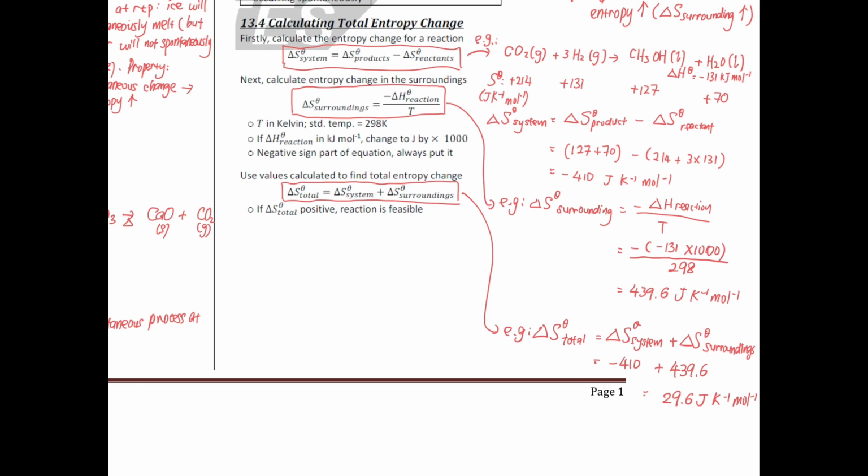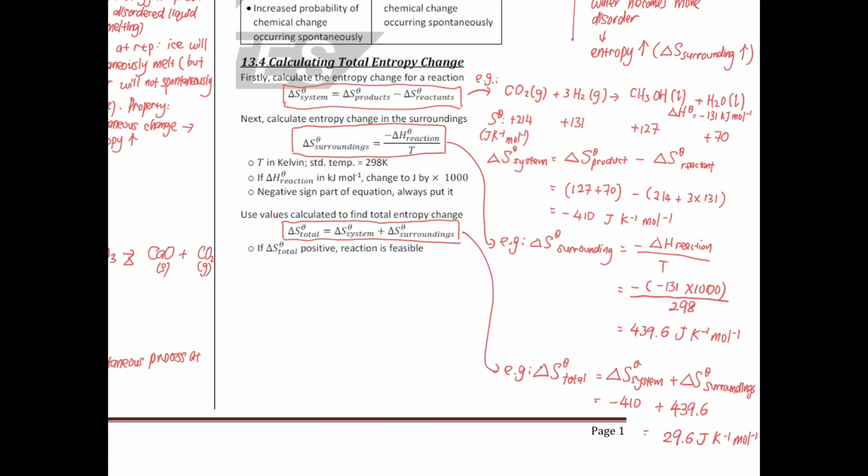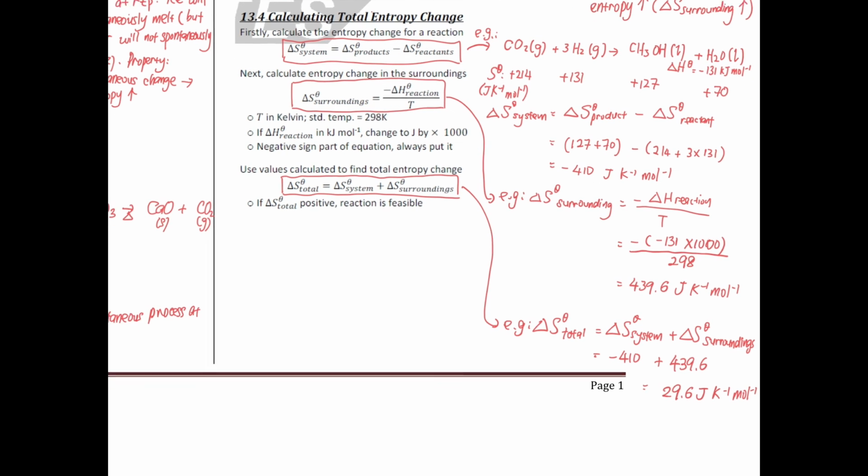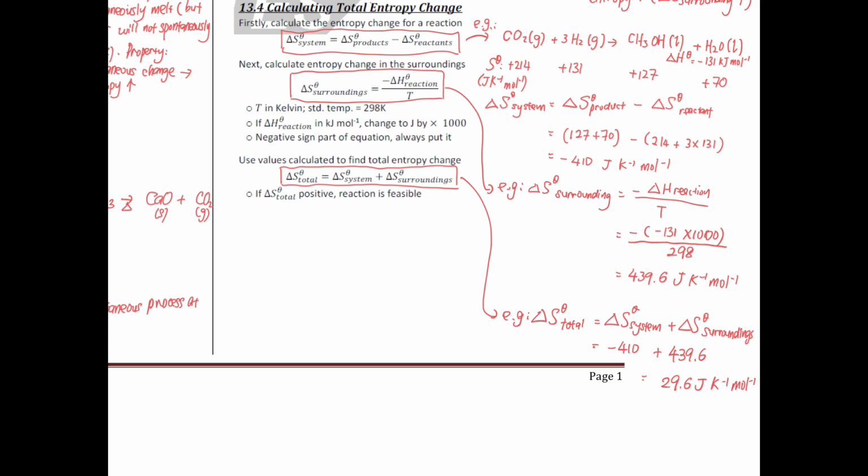So we get a positive value. Now it means something. If the total entropy change is positive, then the reaction is feasible. Feasible means possible to happen easily. So it's feasible, which means this reaction can happen. Yeah. So this is all about the entropy.